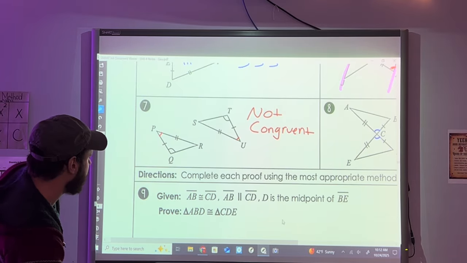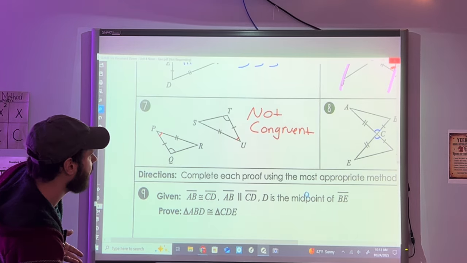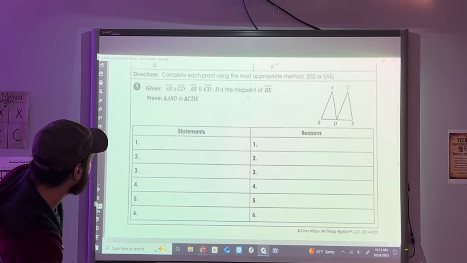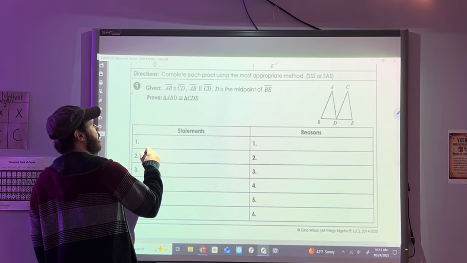Okay, complete each proof using the most appropriate method. So now we're mixing it up. It might not be obvious. It might not be immediately side, side, side, or side, angle, side. We have to figure it out. But we do have some given pieces of information, so let's take our free points.